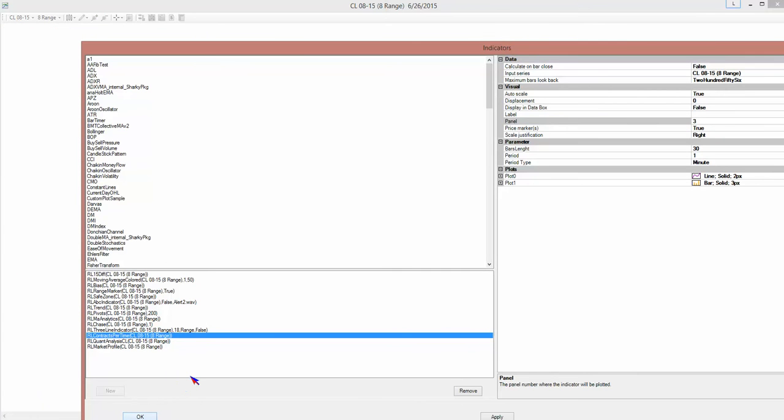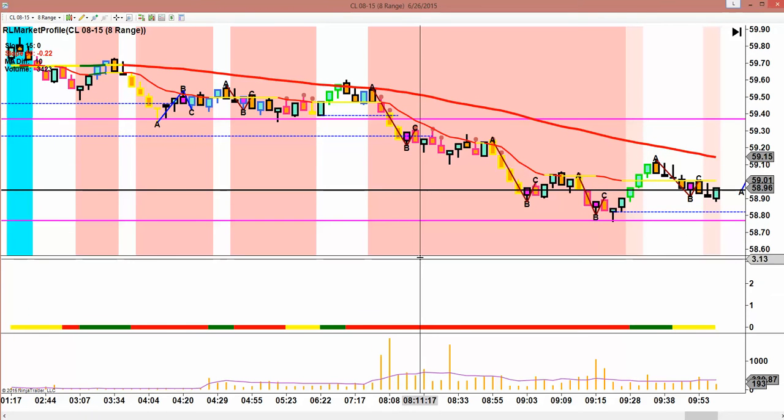Quant line should be in 2, and the volume, this should be at 3. Because right now they're sitting on each other. Okay. Here we go.